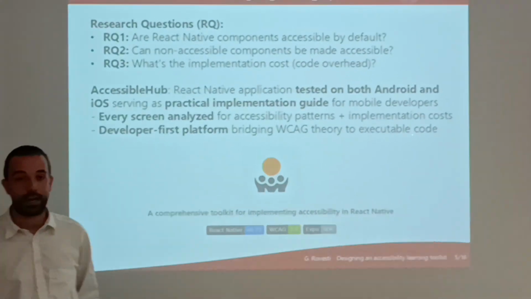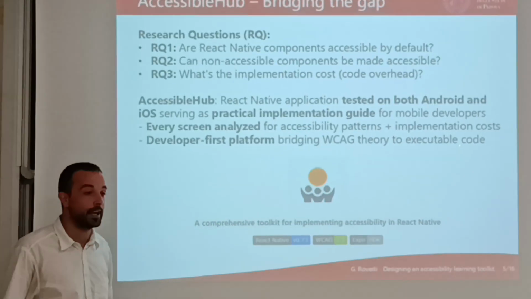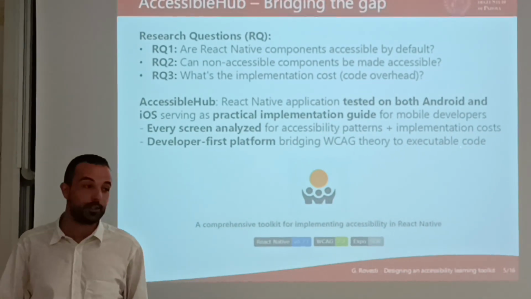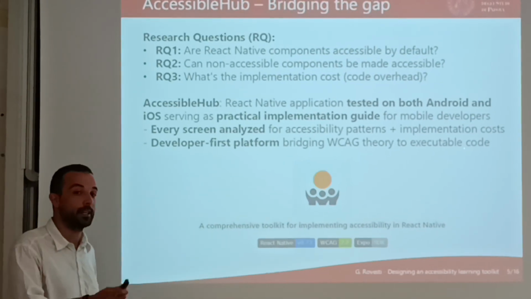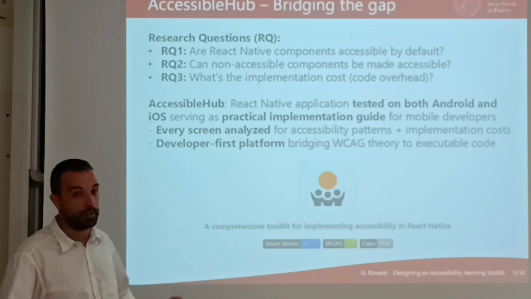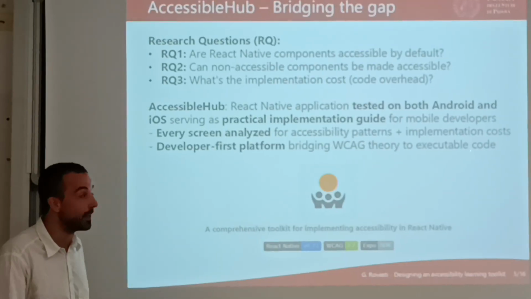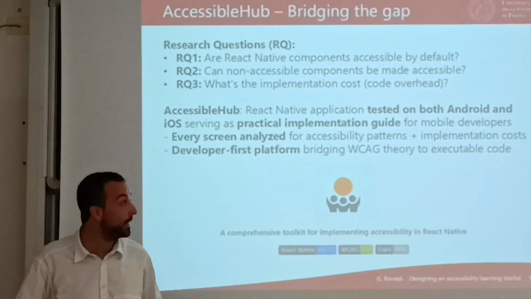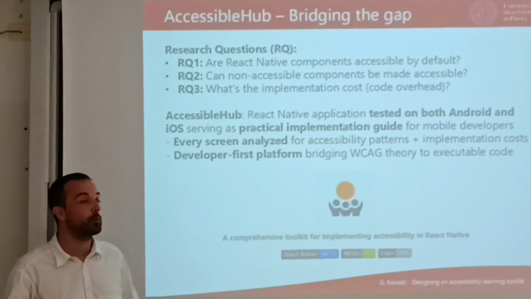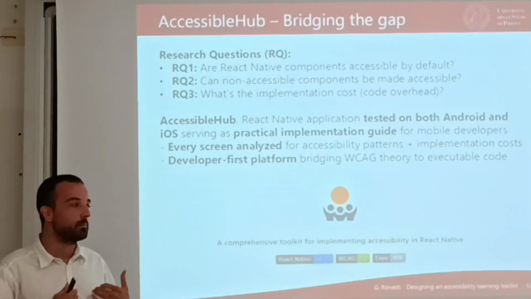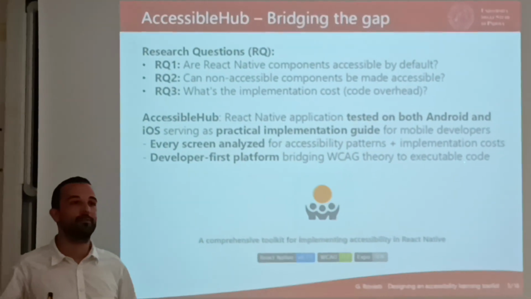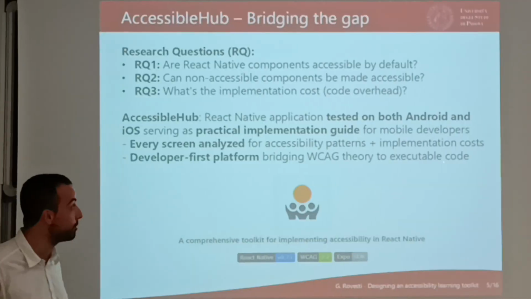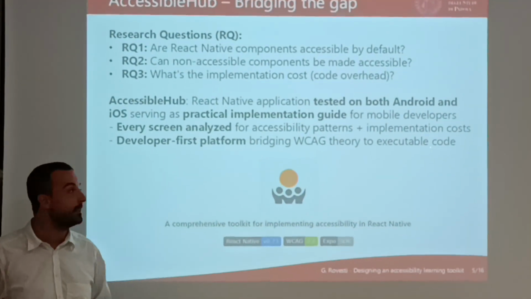This is where AccessibleHub comes in, which is the application that I realized with React Native as the framework. This is an application tested on both Android and iOS that tries to bridge the gap within said research, mainly answering three questions, which you can see here. First, are React Native components accessible by default, which means do we have to add some portions of code or do we have to invent it from scratch? Because once again, accessibility cannot be invented up to a certain point. We have to make something precise to be used.